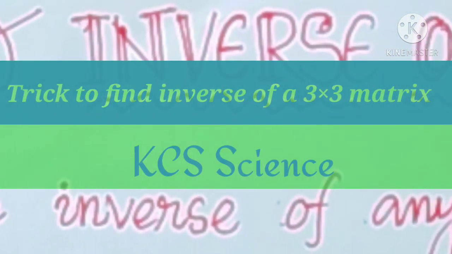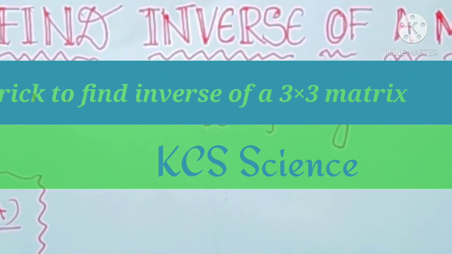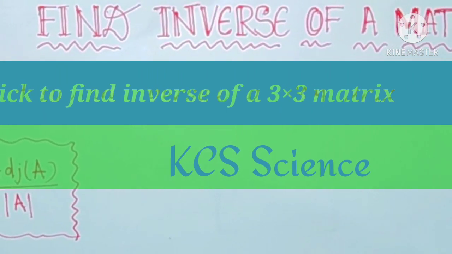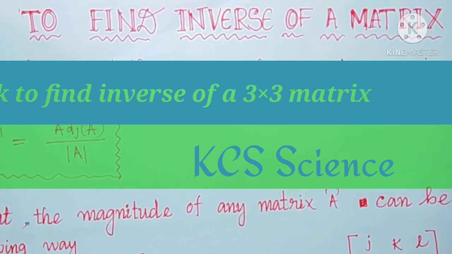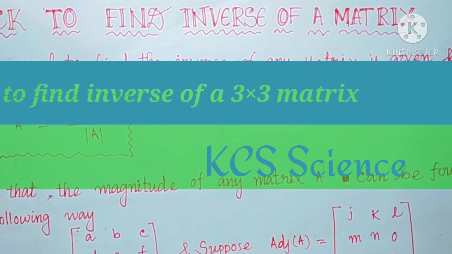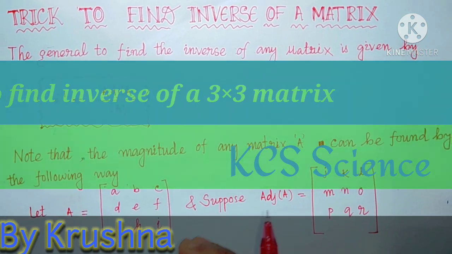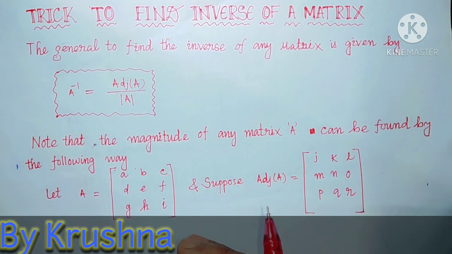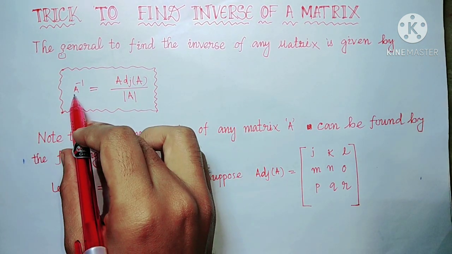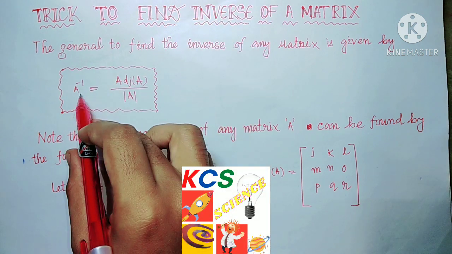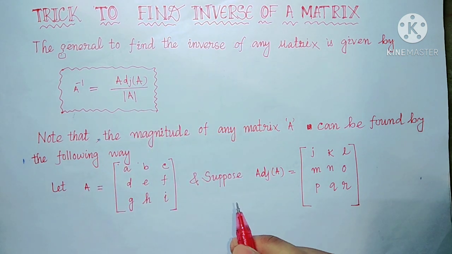Hello friends, today I am going to show you how to find the inverse of a matrix in a very efficient way. In the formal way, when you find the inverse of any matrix, we first have to find its minor, then its cofactor, then its transpose, and after all we have to divide by the determinant. As I have mentioned here, the inverse of any matrix, A inverse, equals the adjoint of A divided by the determinant of the matrix.